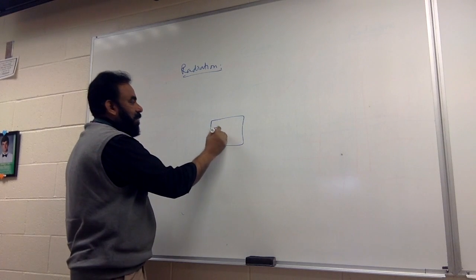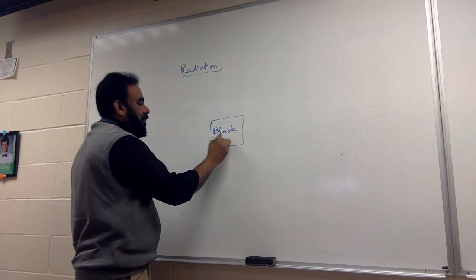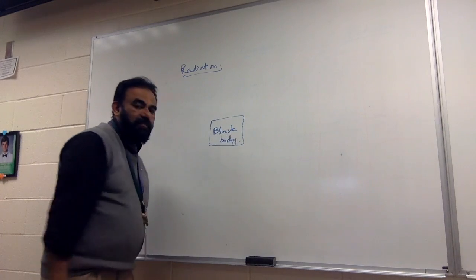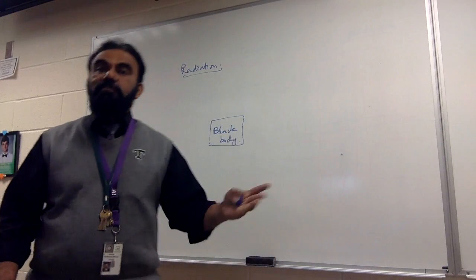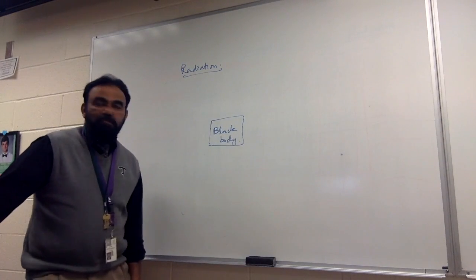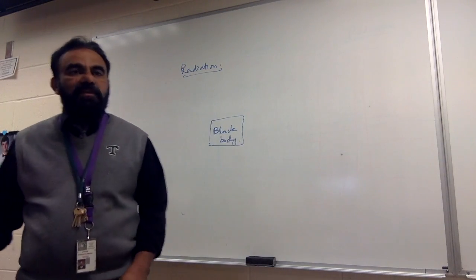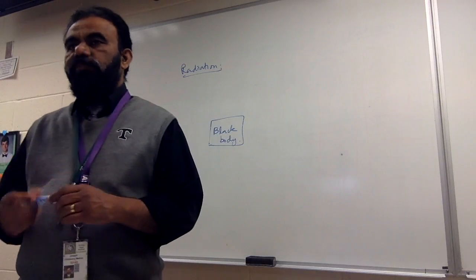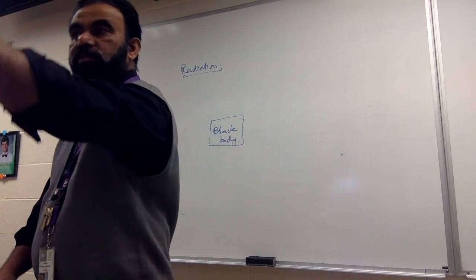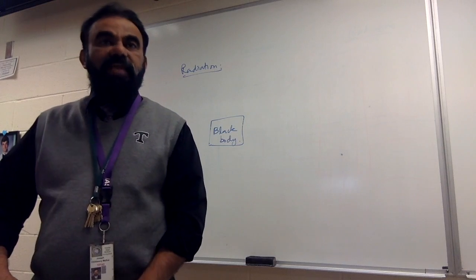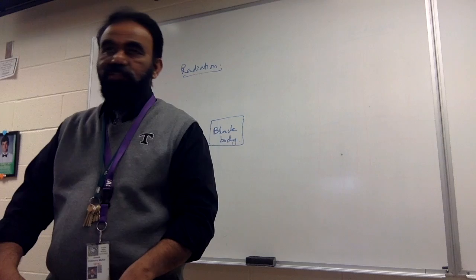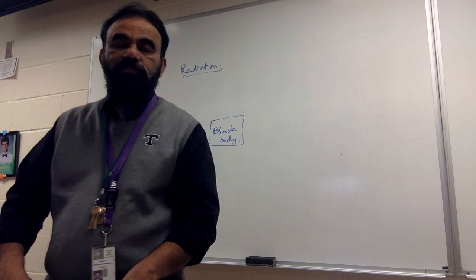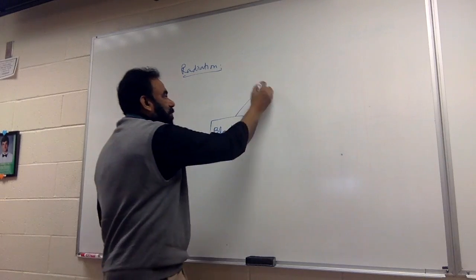This is what we call a black body. I'll tell you what a perfect black body is. A perfect black body is something that is going to emit 100% of what it has and also absorb 100% of what is coming to it. So radiation is going to take place.